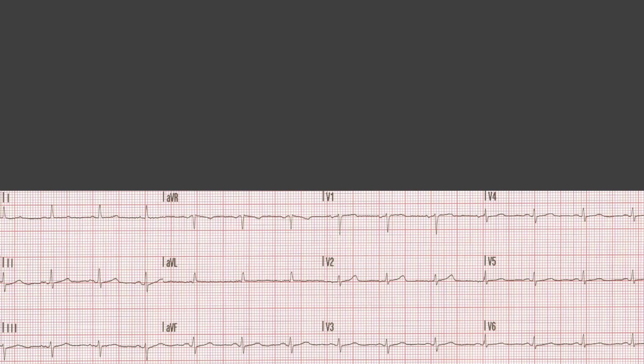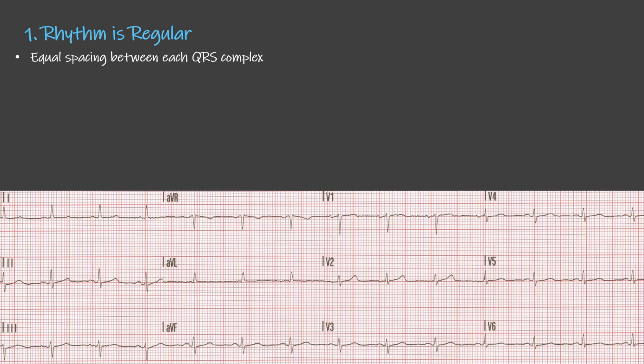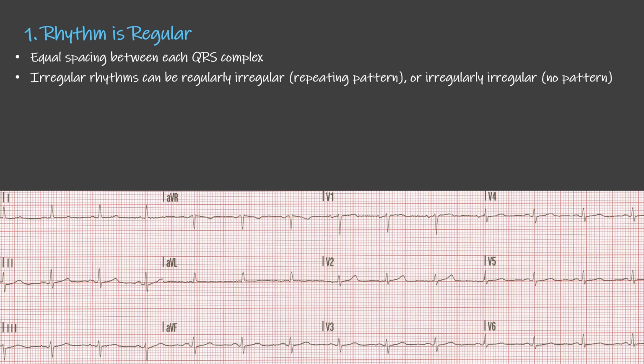So the first thing we're going to be looking for is that the rhythm is regular. This means that there should be equal spacing between each QRS complex. Now, if the spacing between each QRS complex is not equal, then the rhythm is irregular. And irregular rhythms can either be regularly irregular, so there's some sort of repeating pattern between the QRS complexes, or they can be irregularly irregular, where there's no repeating pattern between the QRS complexes. So on this ECG, we can see that the QRS complexes are evenly spaced, so this is a regular rhythm.